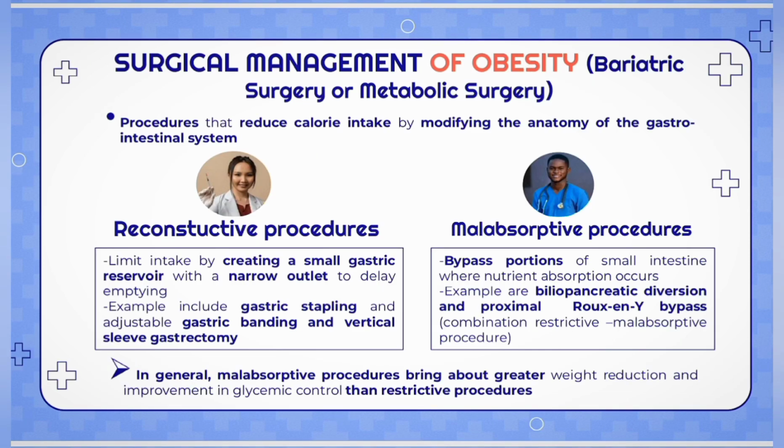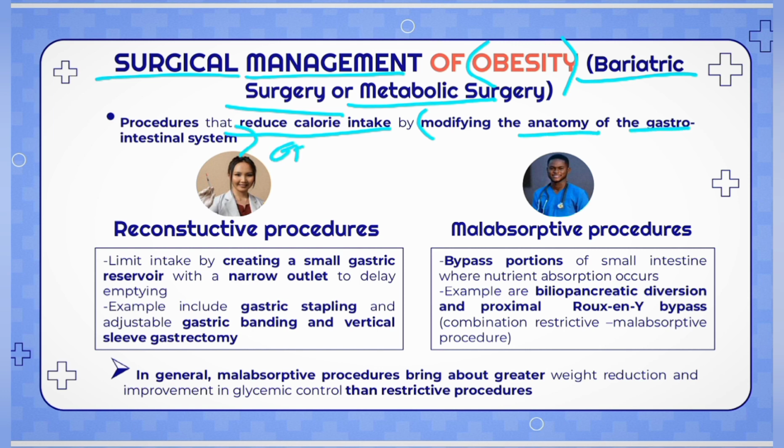Now let's discuss the surgical methods or surgical management of obesity. These surgical management methods are also known as bariatric surgery or metabolic surgery, and the main mechanism of this surgical management is reducing the calorie intake by modifying the anatomy of the gastrointestinal system. This surgical management can be divided into two methods: the reconstructive procedure and the malabsorptive procedure.